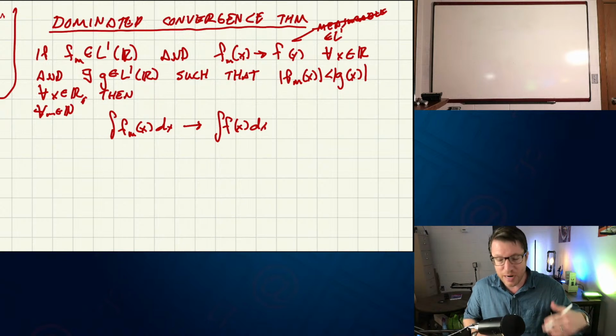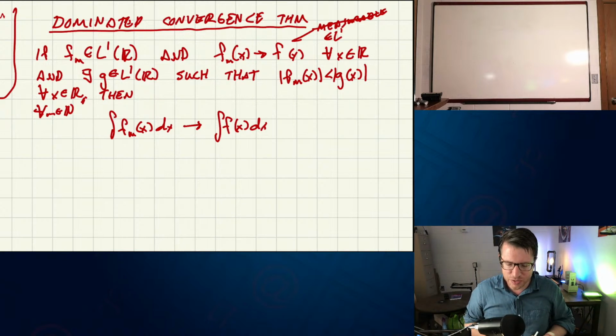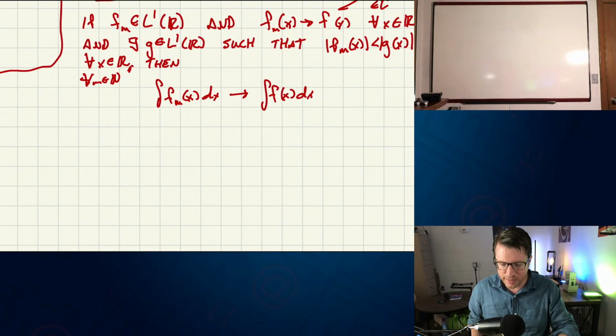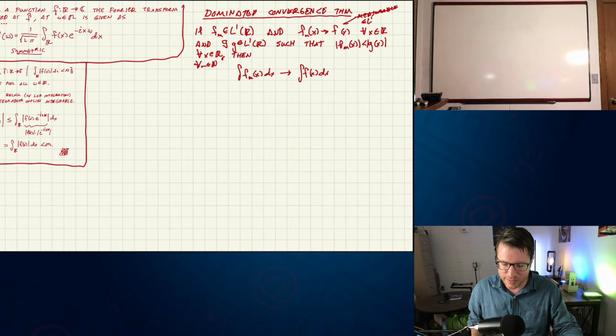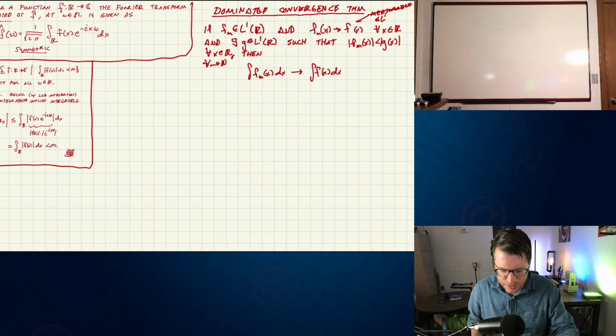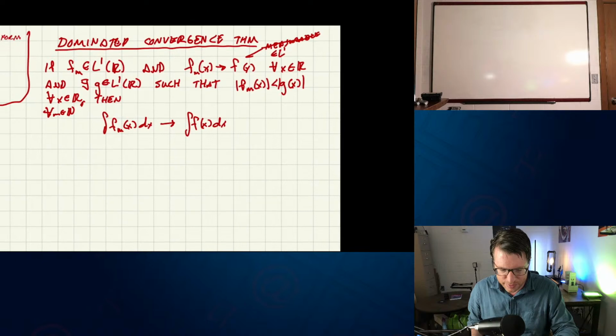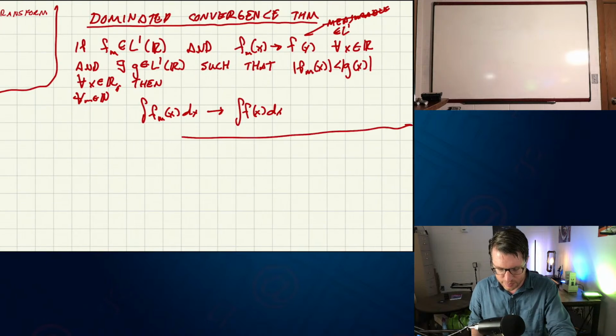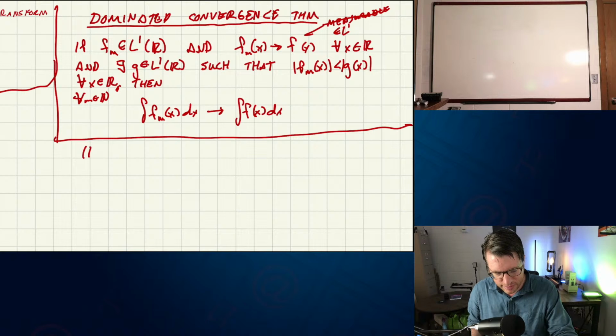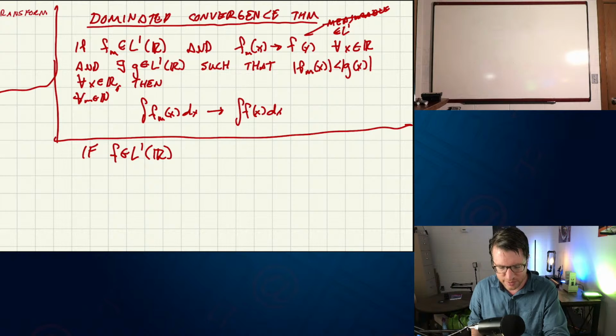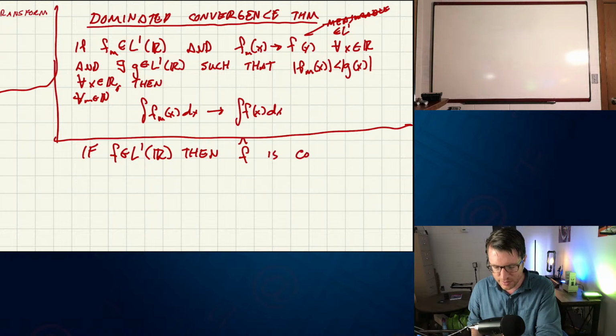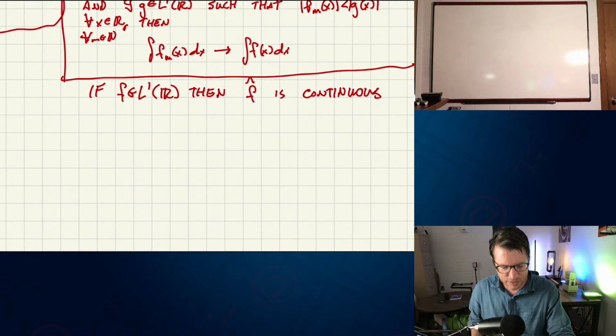Okay, so now what we're trying to do is prove continuity, and in a lot of senses we're going to be leveraging the continuity of something throughout this in order to make it work. So let's just keep going underneath here. If f is in L1 of R, then f hat is continuous. All right, so put this in the proposition.